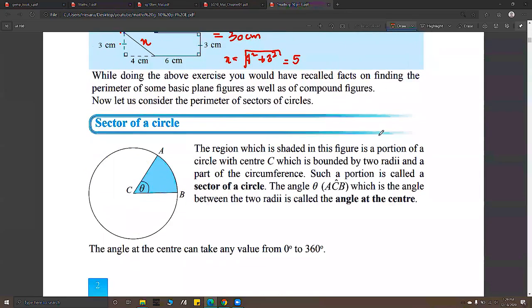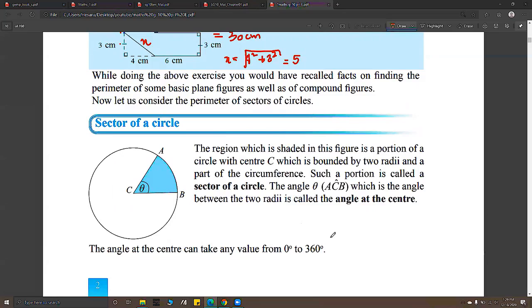So the new thing here is we only consider a sector of a circle, which means a part of the circle. In this figure, it shows only one part, colored blue. So this is just a sector. How do we indicate this sector?